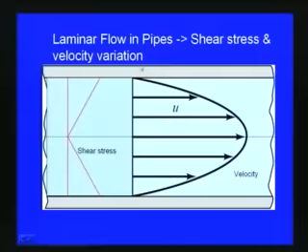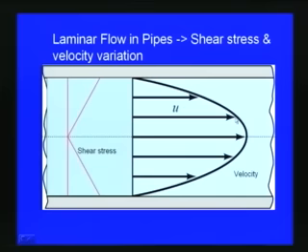In this slide you can see the velocity variation is plotted here. So, here it is 0 and then it is going to the maximum at the center line, and then it is coming back to 0 on the other side of the pipe. So, this is the velocity variation in the pipe. So, maximum velocity is at the center line.